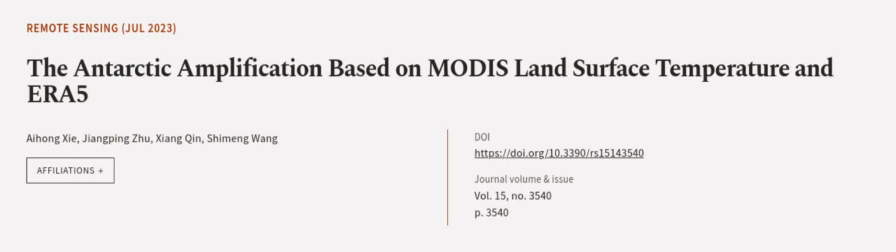This article was authored by Aihong Xie, Jiangping Zhu, Xiang Qin, and others.